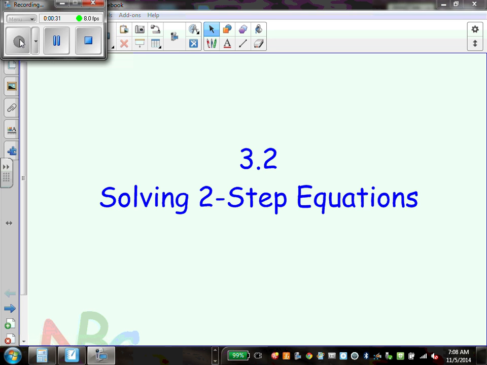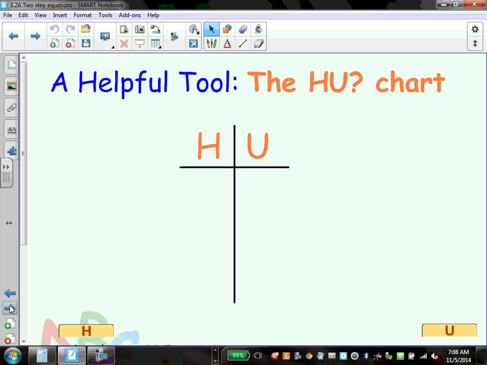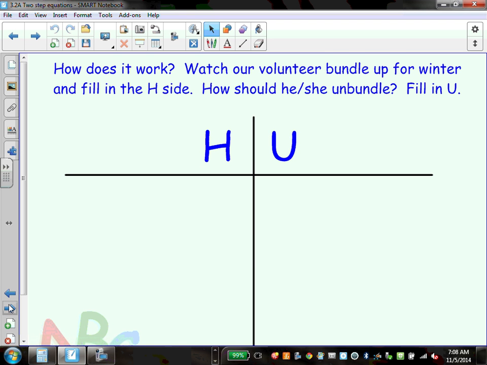And we're going to bring those back today when we solve two-step equations, but things are going to work a little bit differently as well. We have a few things to talk about there. We're going to use something that's going to end up being really, really helpful to us, called the Who chart. So it'll have this H and this U kind of in a chart form. What do the H and the U stand for, though?